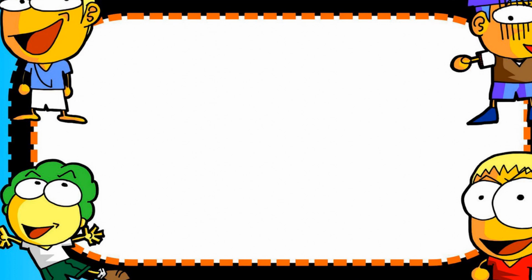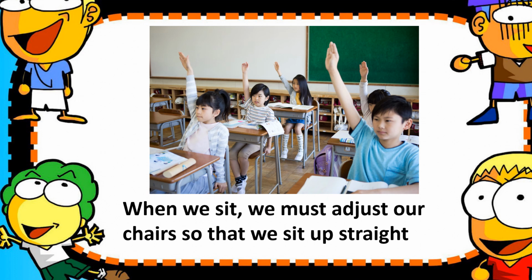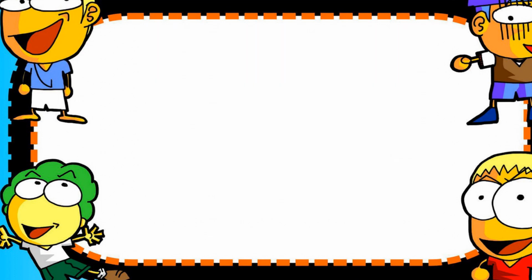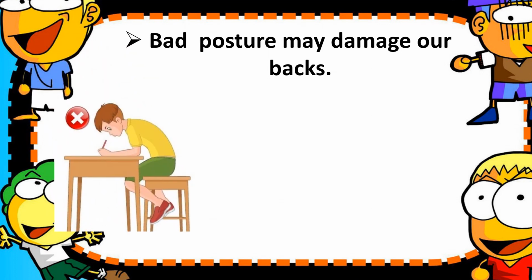Another important thing is when we sit, we must adjust our chairs so that we sit up straight. Okay, can you read one more time? When we sit, we must adjust our chairs so that we sit up straight. And this is a very important thing. Bad posture may damage our backs. Remember, bad posture may damage our backs.